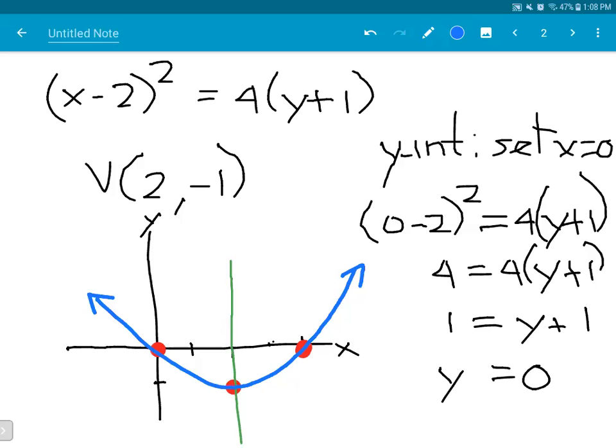Sir, when we graph parabolas, do we also have to show a little Cartesian plane as well, or just the points? Of course, you have to show the Cartesian plane. Otherwise, we have no point of reference. Okay.